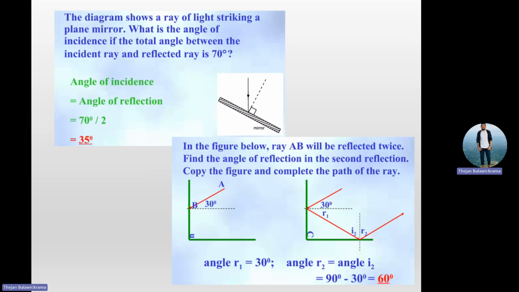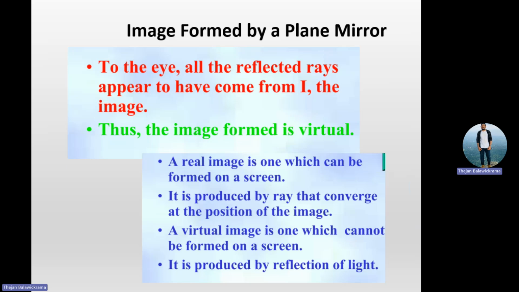Shall I move on? Next is this. For images formed by a plane mirror, to the eye, all the reflected rays appear to have come from the image. Thus, the image formed is virtual.